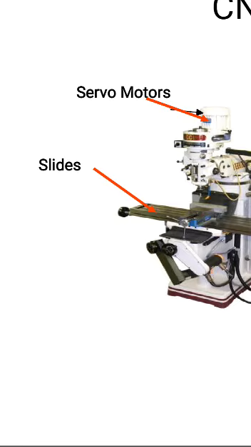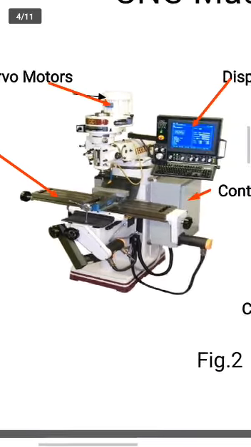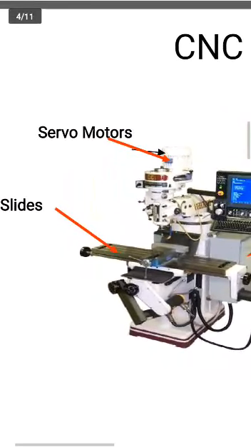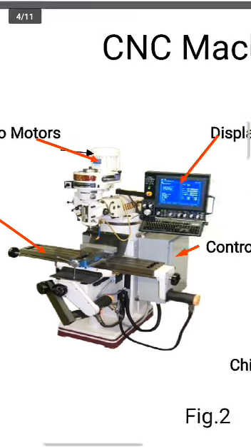This is the slide of the CNC machine. These are the drives, driven by stepper motors. The stepper motors cause the slides to move by the required distance. It will move from left to right and right to left. Below it there are stepper motors, and the movement is linear, here and there.